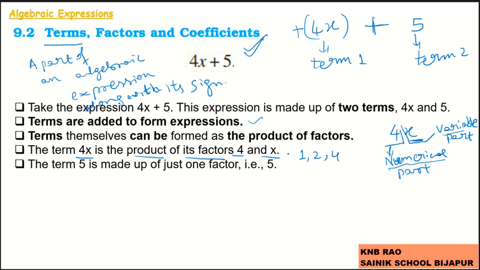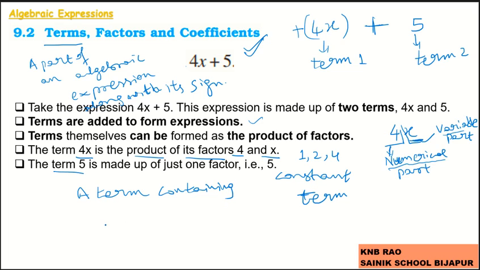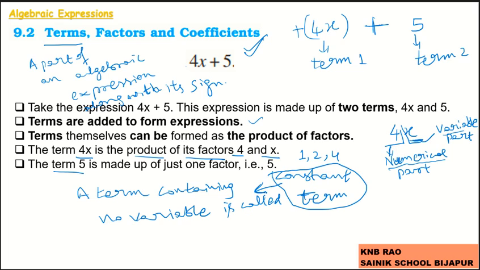Because, you know, 1 is a factor of 5. I accept it. But in this expression, you don't have any variable along with this 5. It has only one, that is 5 alone. It is called a constant term. Here, this term 5 is called a constant term. So a term containing no variable is called a constant term.